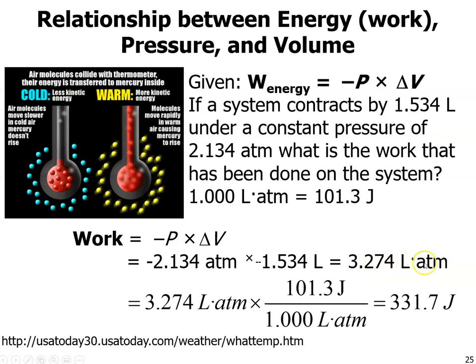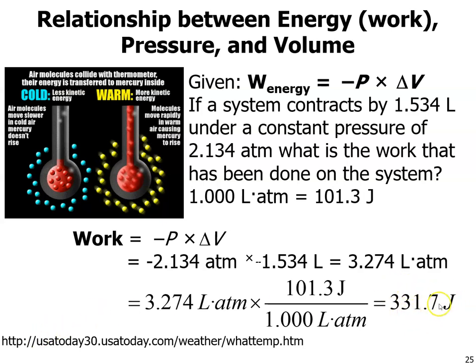So liters times atmospheres is the unit, right? We took an atmosphere, multiplied it by a liter. That's our unit there. Here I gave you a little hint that 1 liter atmosphere is equal to 101.3 joules. So I take this result of the work equation and convert it to joules, and I get 331.7 joules of work that was done on this system.